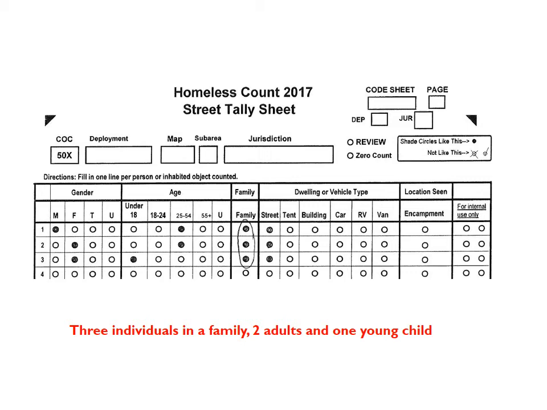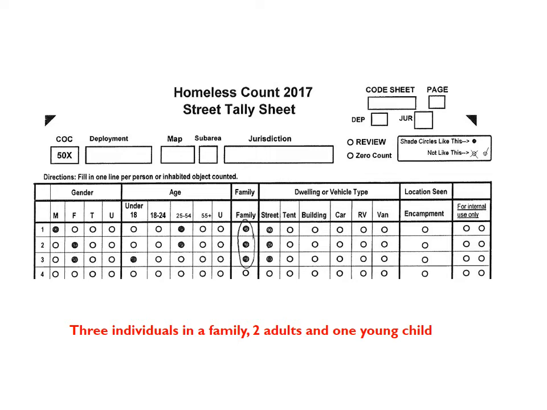The next sample would be if you see a family. This family is 2 adults and 1 child. So I marked here that line 1 would be male in the 25 to 54 category on the street. Second would be a female in the 25 to 54 category on the street. And then the third line is for the child, so under 18, female on the street.